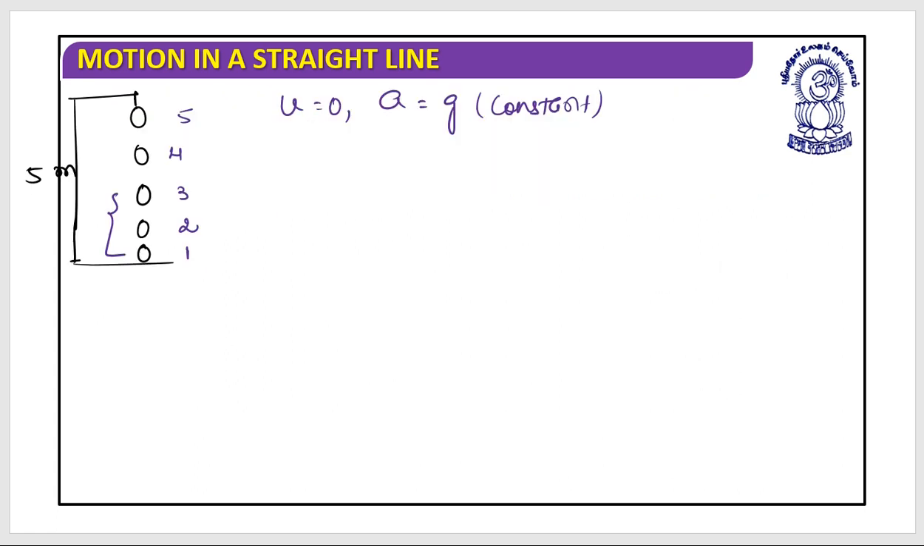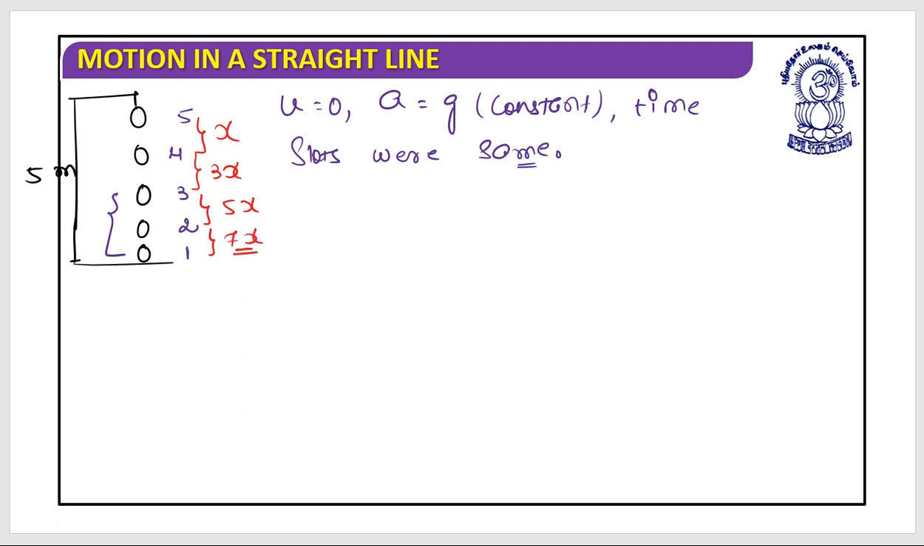So probably I don't know the time, but I know that these time slots were the same. So remember Galileo. Yes, and the things will be done. This should be x, this should be 3x, should be 5x, should be 7x. And this all total would be 5 meter.